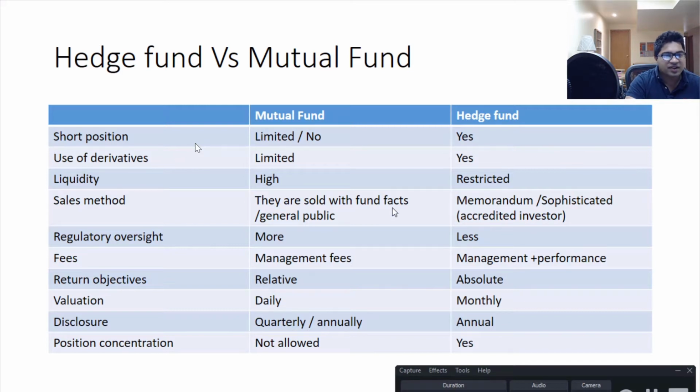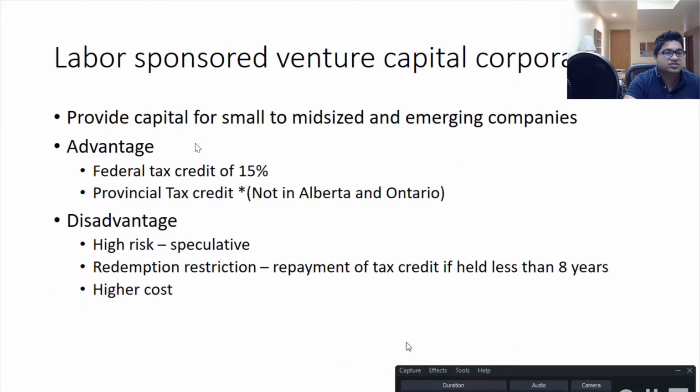Sales method: mutual funds are sold with fund facts to the general public. Hedge funds are sold with offering memorandums to sophisticated investors. So this is a big difference. They use a fund facts document, they use a memorandum, they are sold to the general public, they are sold to sophisticated investors. Regulatory oversight is more in mutual funds, it is less in hedge funds. Fees: you have management fees in mutual funds, you have management as well as performance fees in hedge funds. Return objectives are relative in the case of mutual funds, they are absolute in the case of hedge funds. Valuation: mutual funds have daily valuation, hedge funds have monthly valuation. Disclosure: mutual funds generally have quarterly or annual disclosure. Hedge funds disclose their holdings annually, so they disclose to the public annually. Position concentration is not allowed in mutual funds, it is allowed in hedge funds.